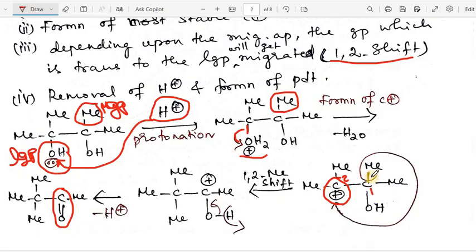Next step is the group which is trans to the leaving group will get migrated from carbon 1 to the neighboring carbon 2. Therefore, it is called a 1,2 shift. Since a methyl group is getting migrated, it is called a 1,2 methyl shift. The last step is the removal of H plus and formation of product. This H will get removed and there is a formation of ketone.